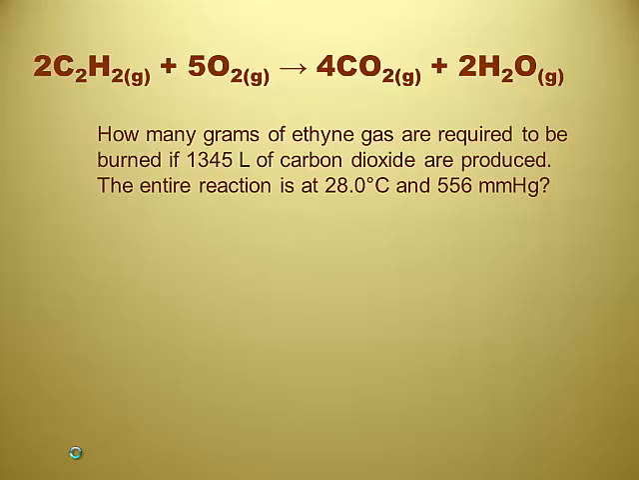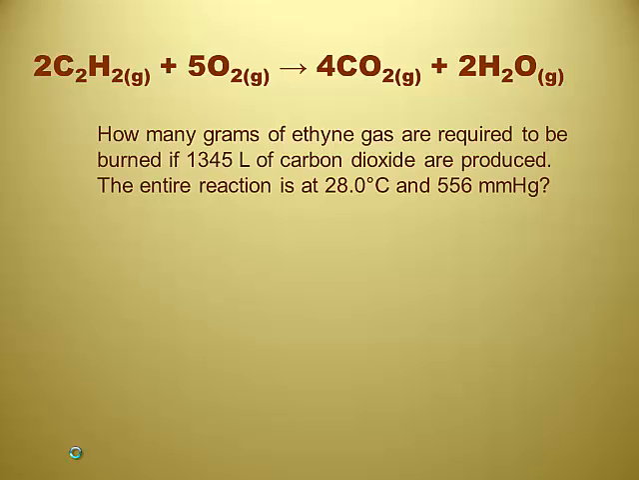How many grams of ethene gas are required to be burned if 1,345 liters of carbon dioxide are produced and the entire reaction is at 28 degrees Celsius and 55.6 millimeters of mercury? You said 55.6.